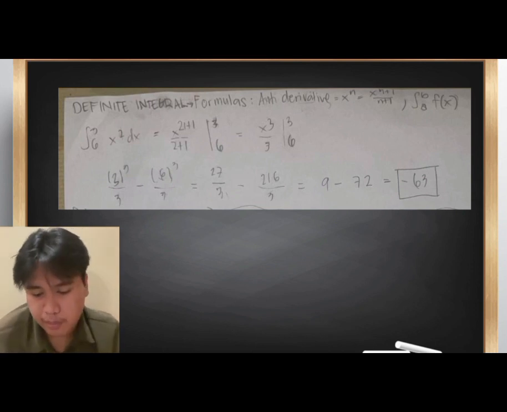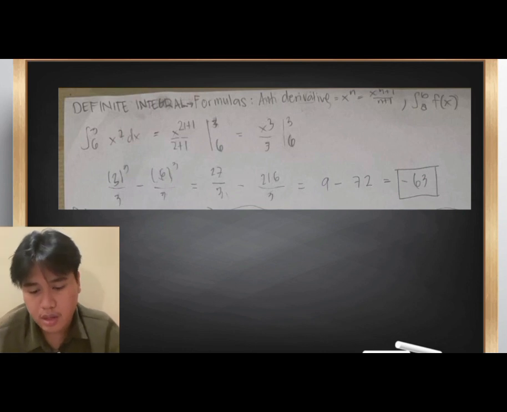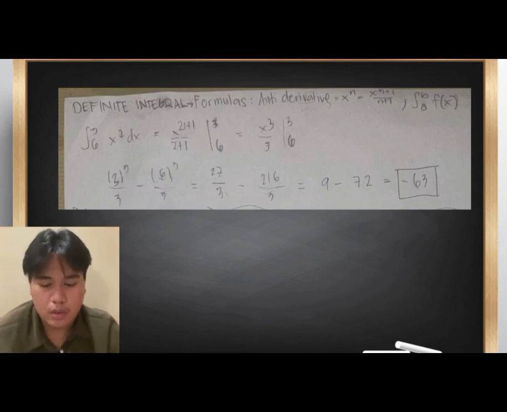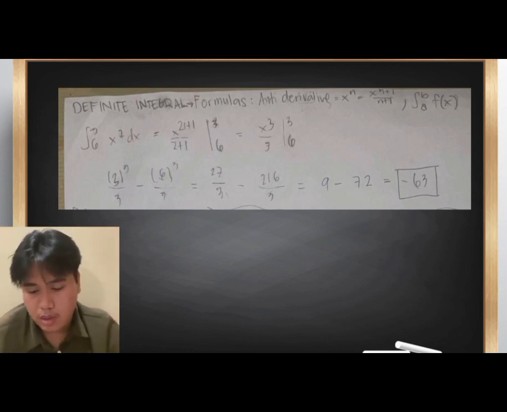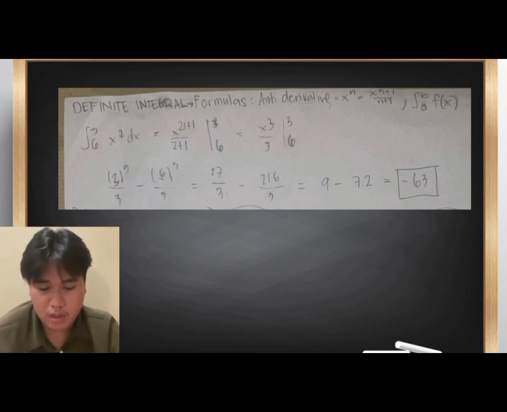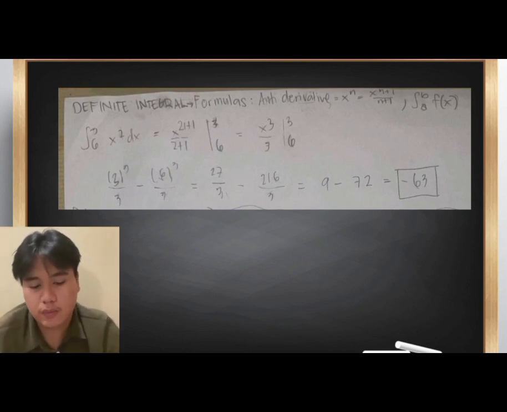Then we simplify. 3 raised to 3 over 3 is equal to 27 over 3, minus 6 raised to 3 over 3, which will be 216 over 3. Since we can still simplify, 27 divided by 3 will be 9, minus 216 divided by 3 will be 72. 9 minus 72 is equal to our final answer, which is negative 63.